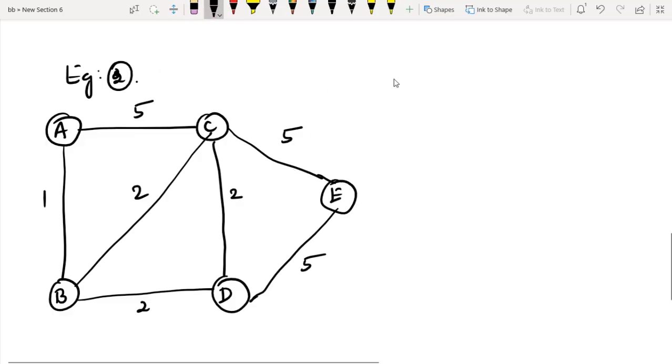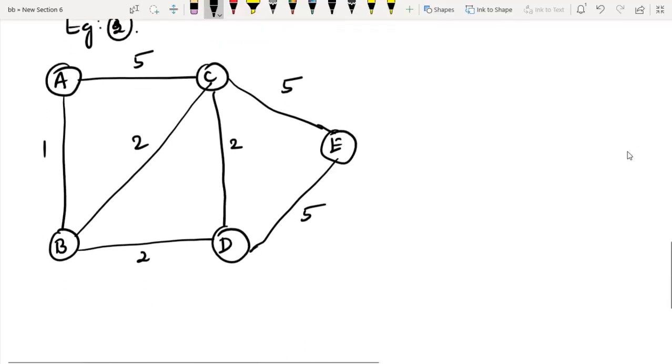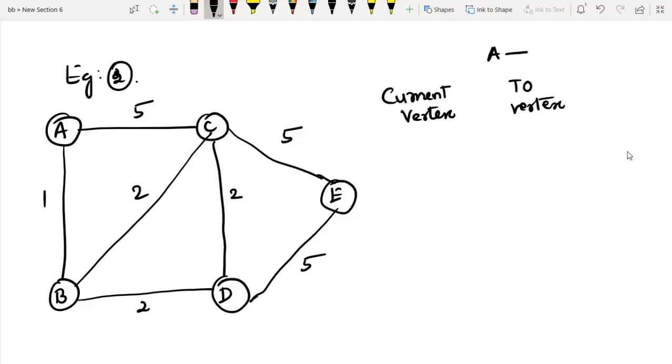Now let me draw the table that we have drawn here, with to-vertex and the distance. The first one is the starting vertex, and that's only one vertex, so let me not write it in the table. I'll give the current vertex, and I'll give the to-vertex. From A, I'll be calculating a distance to some vertex x, and that is the to-vertex. You know that. Then the distance, in units.